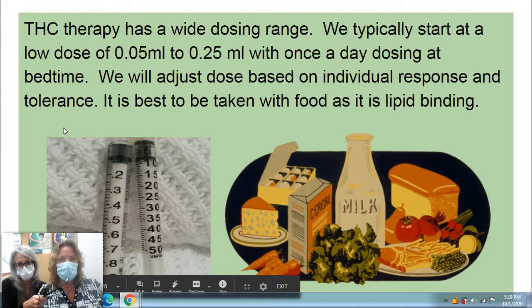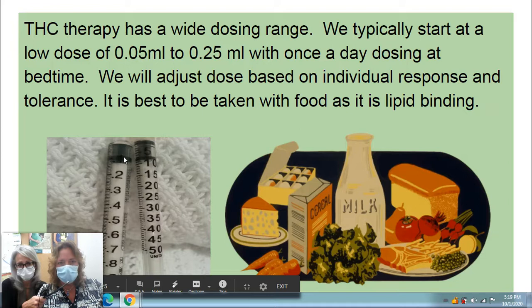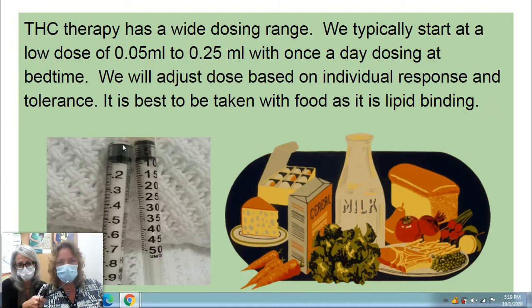THC therapy has a wide dosing range. We typically start a dose as low as 0.05. If you take a look at the syringe, half of the one, so 0.05, is literally maybe a drop. It depends on the person. We may go all the way up to 0.25, just like we do with CBD. We do once a day dosing. We usually start it at bedtime so that you don't feel any side effects. We will adjust the dose based on your individual response and tolerance. It is best to be taken with food as it is lipid binding.